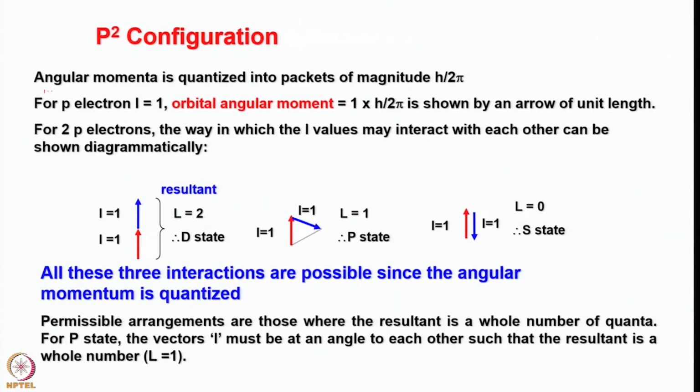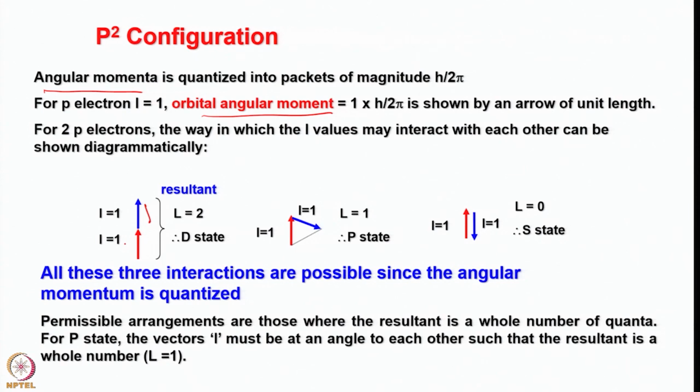What you should remember is angular momenta is quantized into packets of magnitude of h over 2 pi. This is governed by quantum mechanical rules. For a p electron, l equals 1, so orbital angular momentum will be 1 into h over 2 pi. That is shown by an arrow of unit length. For 2p electrons, the way in which the l values may interact with each other can be shown diagrammatically in this fashion. For example, all these 3 interactions are possible since the angular momentum is quantized.